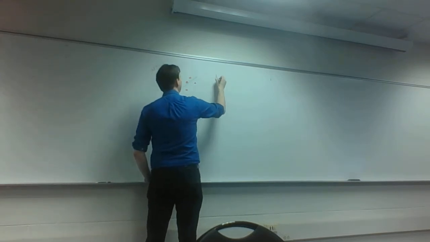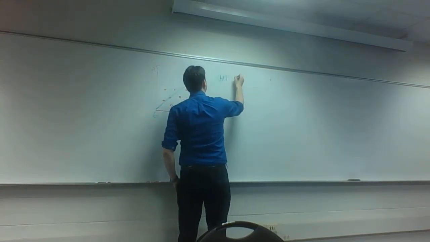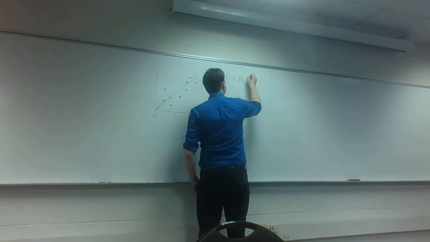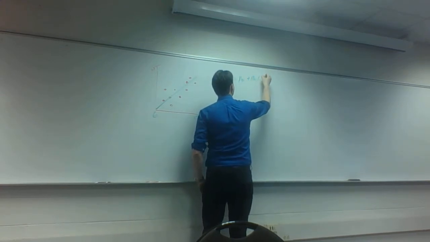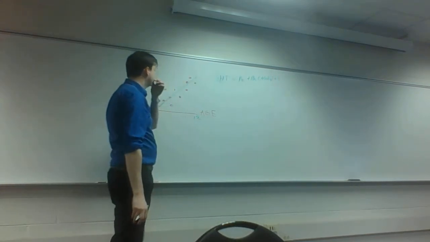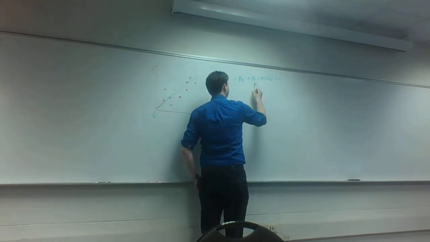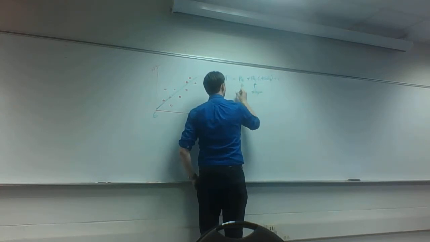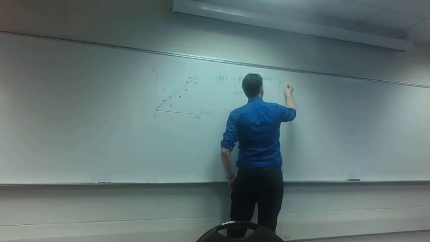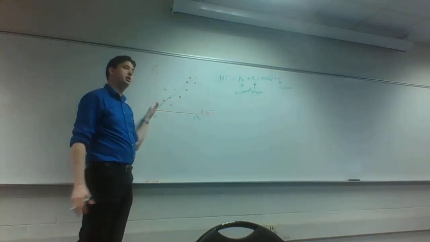We can summarize this line. Height equals beta 0, which is our intercept, plus beta 1 times age, plus epsilon. This is our slope. This is our y-intercept, and this is our residual. This is the mathematical version of the best fit line.